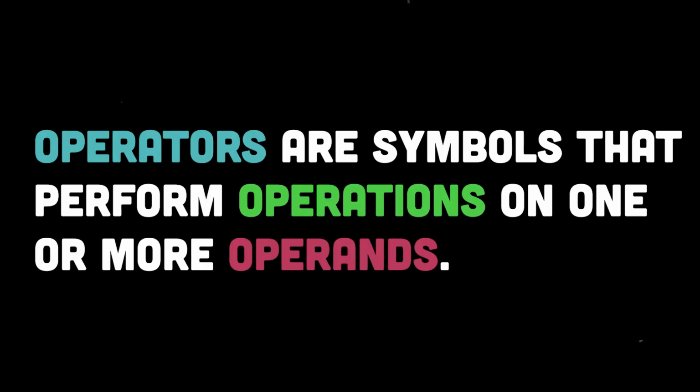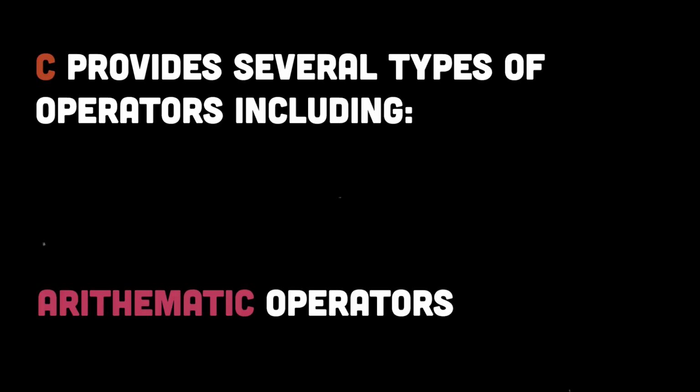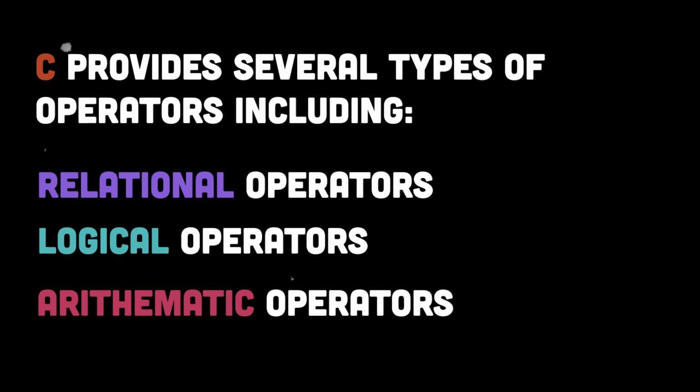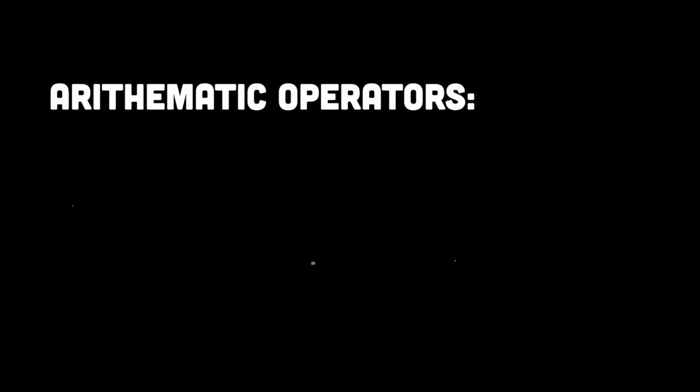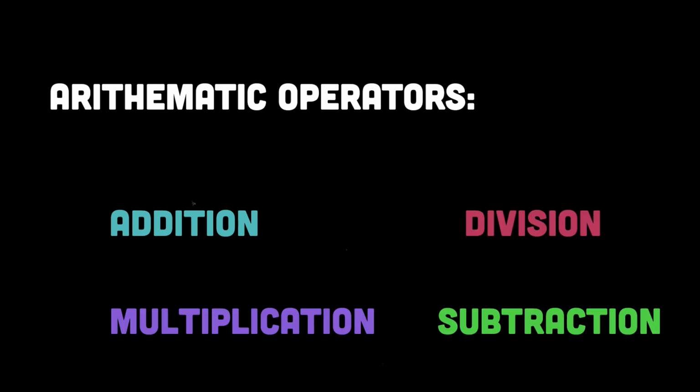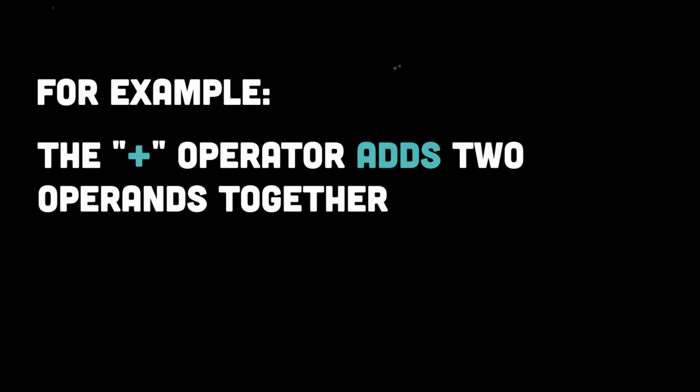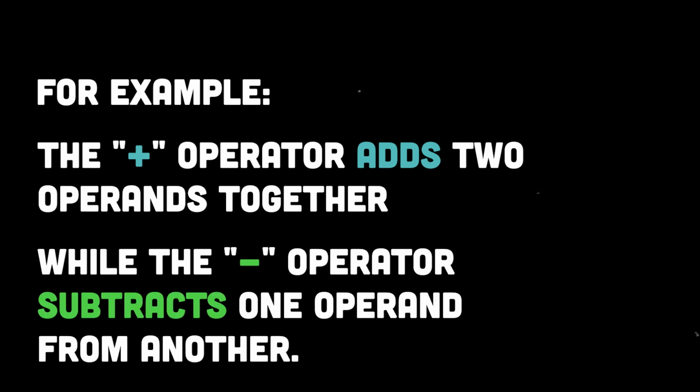Finally, let's talk about operators. Operators are symbols that perform operations on one or more operands. C provides several types of operators, including arithmetic, relational, and logical operators. Arithmetic operators perform mathematical operations like addition, subtraction, multiplication, and division. For example, the plus operator adds two operands together, while the minus operator subtracts one operand from another.